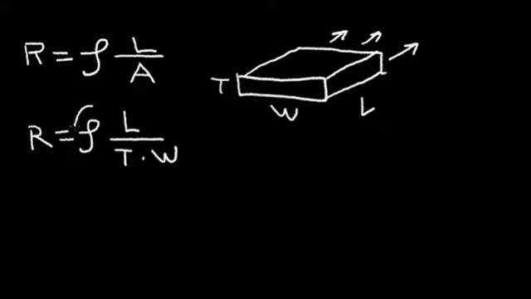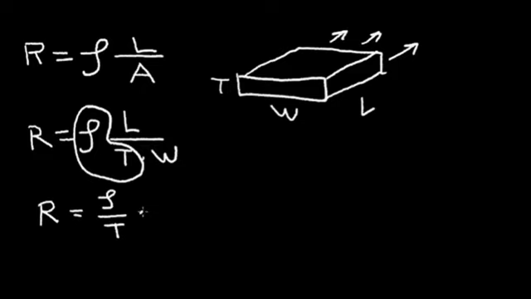If I take these two terms here, the resistivity and the thickness, I can rewrite this equation. R equals resistivity divided by the thickness of this sheet times the length divided by the width of this resistor. This term here, the resistivity divided by the thickness of the material, is called the sheet resistance, and I'll call that R sub S.